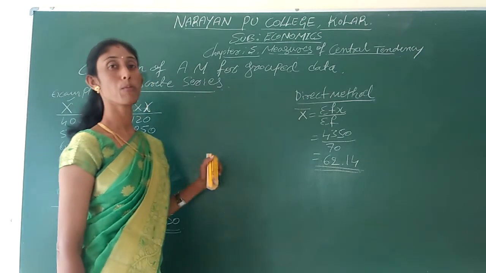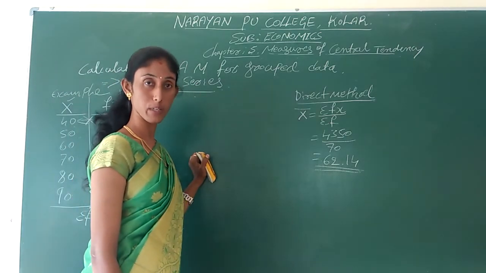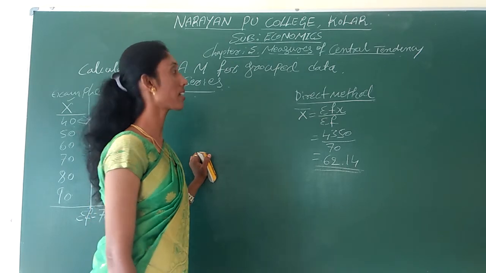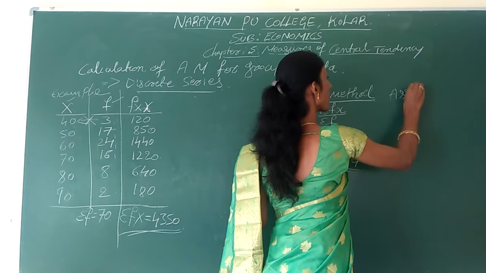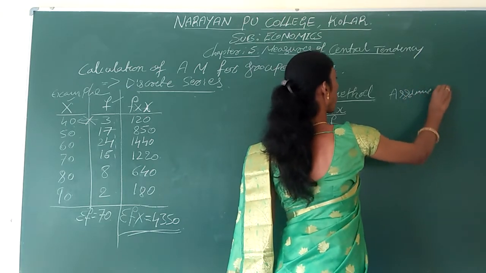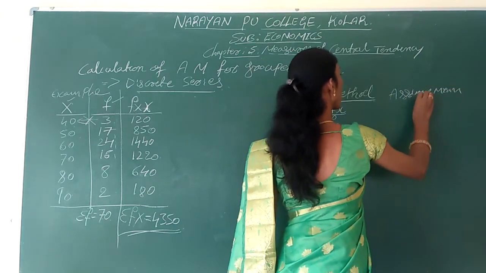Now, we'll move to one more method to calculate arithmetic mean, that is the assumed mean method.